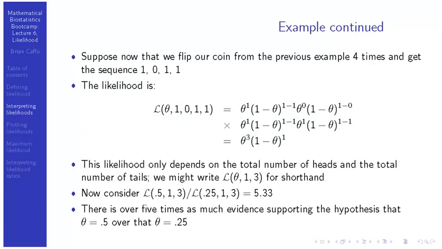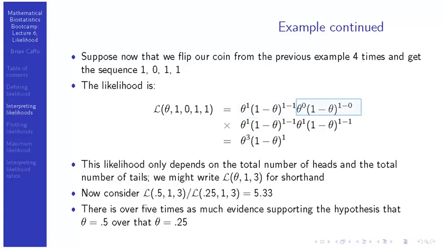Now let's just extend this example. So suppose we flip our coin from the previous example, but instead of flipping it just once, we get the sequence 1, 0, 1, 1. I have kind of a funny notation here. I'm going to write script L as the likelihood, and L is a function of theta, but it depends on the data that we actually observe, 1, 0, 1, 1. And we're assuming our coin flips are independent. And so what happens with likelihoods? Well, we take the product. So here I have the first coin flip, theta to the 1, 1 minus theta to the 1 minus 1.